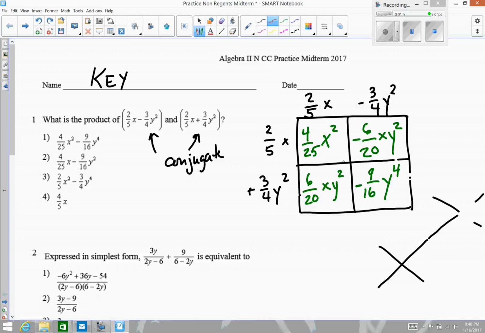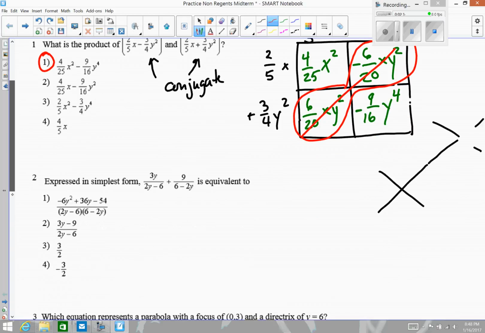And if you notice, these two are positive and negative same terms, so they will cancel out. And we have left 4 over 25x squared minus 9 over 16y to the 4th. Our solution is number 1.